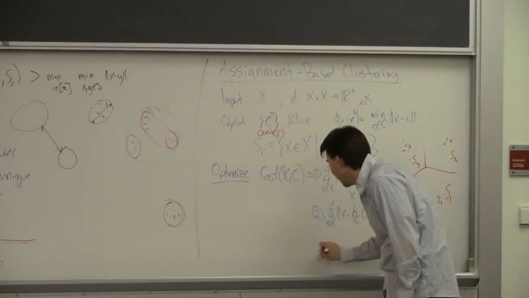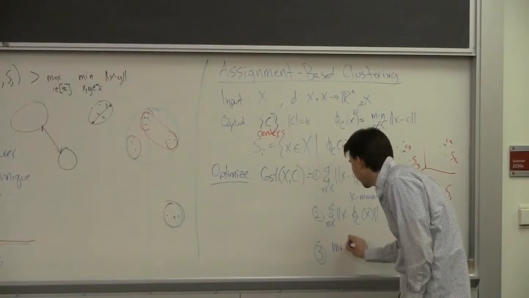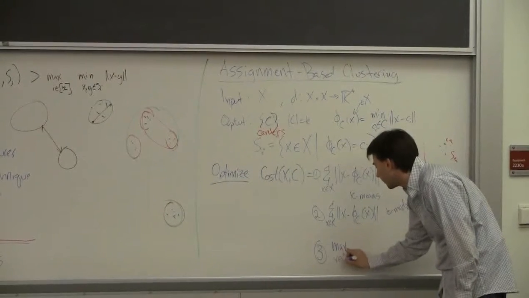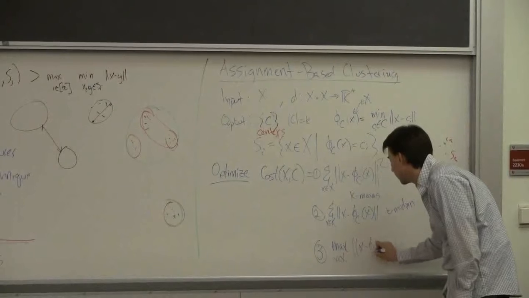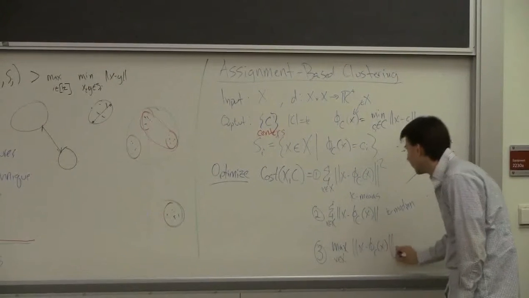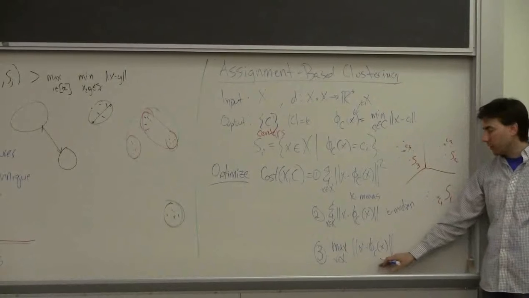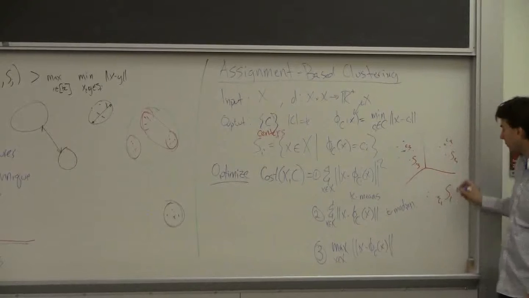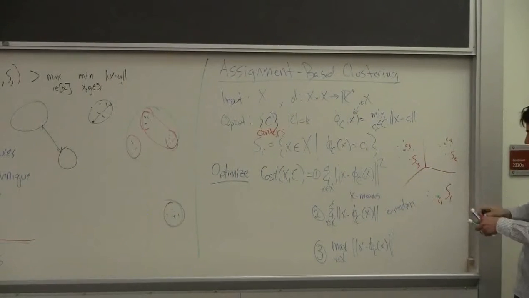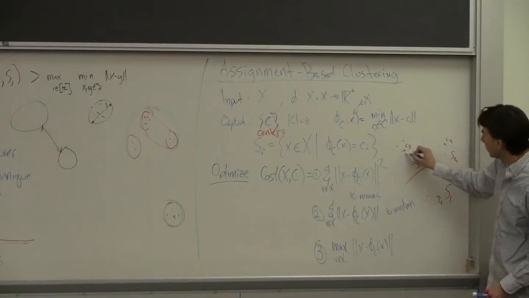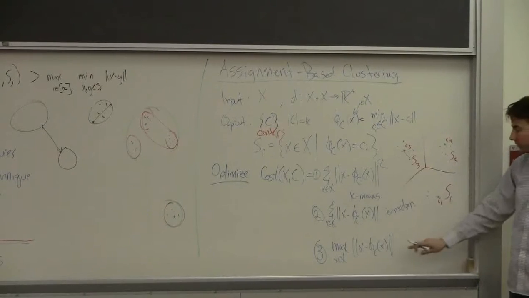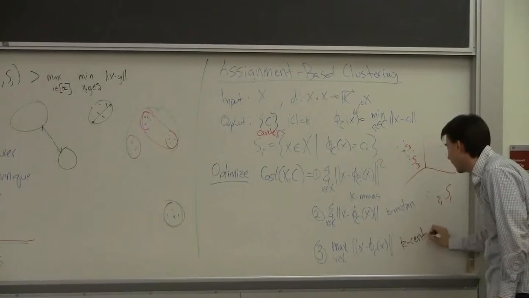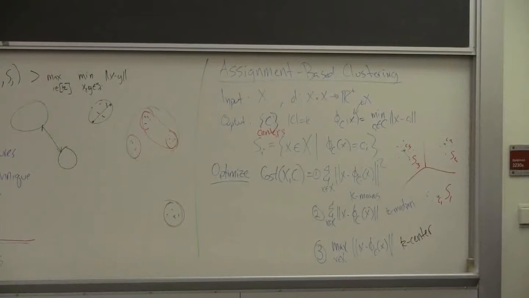The thing I'll mention just now is what's called the k-center clustering, and it's just looking at the max. So I want to minimize the maximum distance between any point and its assigned center, right? So if I looked at all these distances, I want to find the largest distance, and that's what I want to minimize. This is called the k-center clustering.